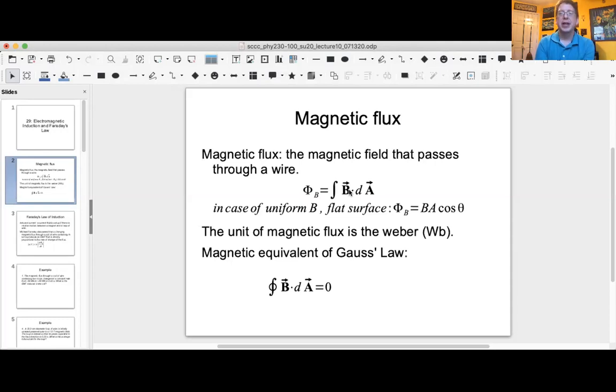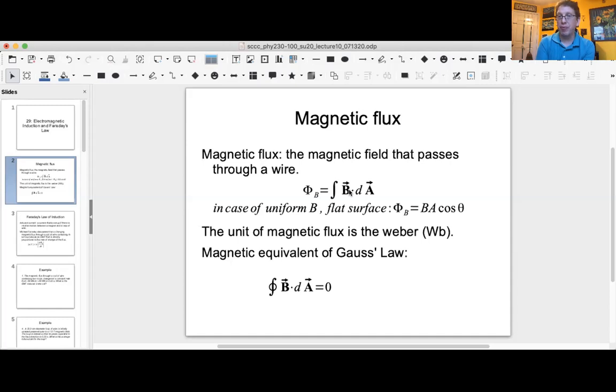In the special case where the magnetic field is uniform and the surface is flat, the magnetic flux is simply equal to B, the magnitude of the magnetic field, times A, the area over which it's crossing, times the cosine of theta. And again, theta is defined as the angle the magnetic field vector makes with a line that's perpendicular to the surface. Magnetic flux, unlike electric flux, has a special unit in SI units. It's called the Weber. The Weber is equivalent to a Tesla square meter.